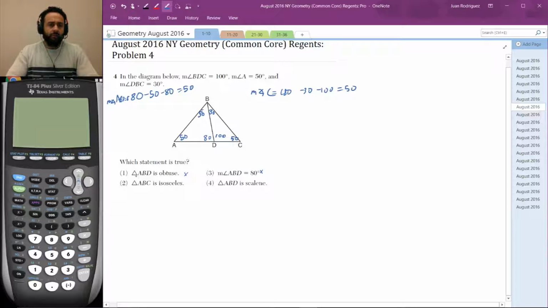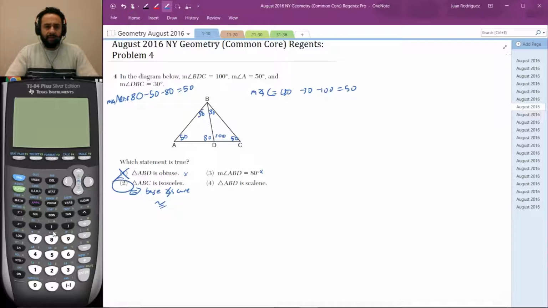So, triangle ABD is obtuse? ABD is in fact not obtuse, because the angles are 50, 50, and 80; not a single one of those angles is above 90. So that's not it. Triangle ABC is isosceles. Well, its base angles, angle A and angle C, are 50 degrees. This is if and only if the base angles are congruent, which they are. So in fact, that is the answer.